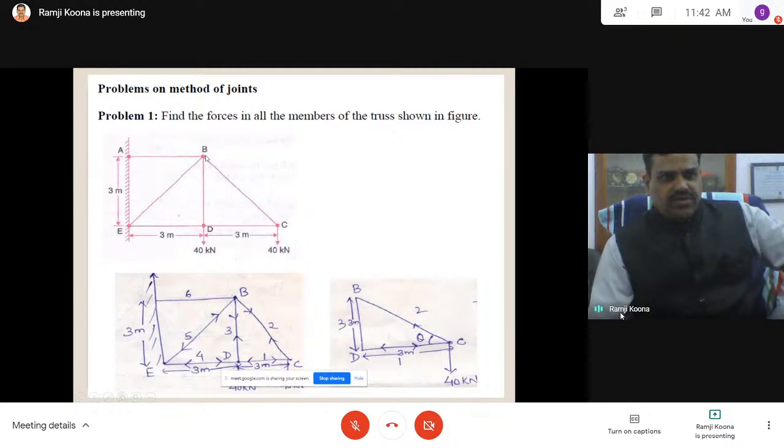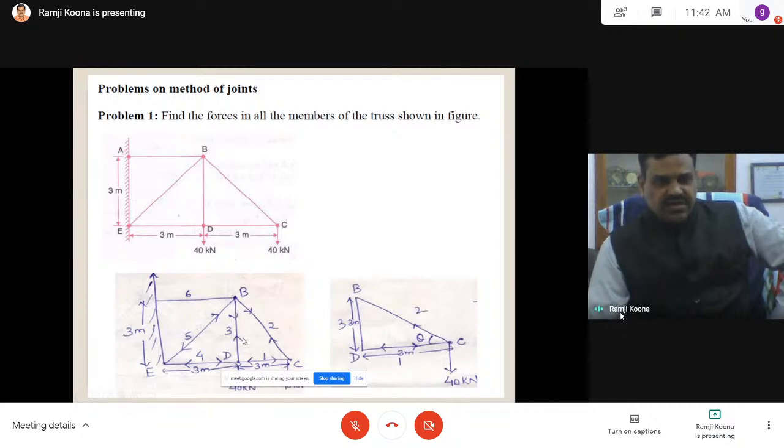Then if you can go for joint B, by this time this value is known to you, only 2 unknowns. Like this, we can start now with joint D. This is already known in magnitude and direction. Now I am assuming 2 unknowns: this I am assuming as tensile and this I am assuming as compressive, starting toward the joint and away from the joint.